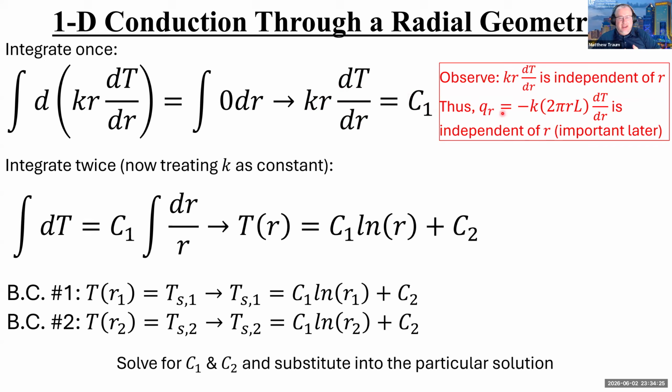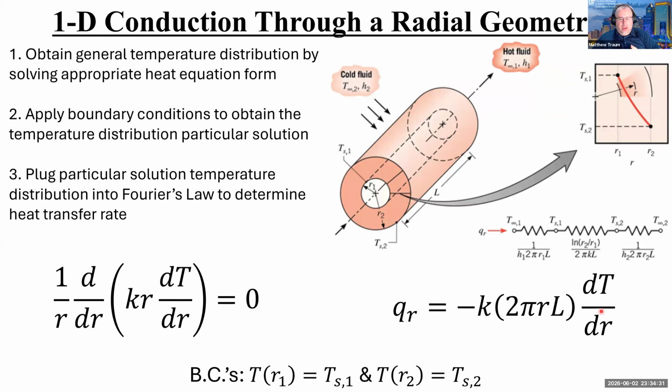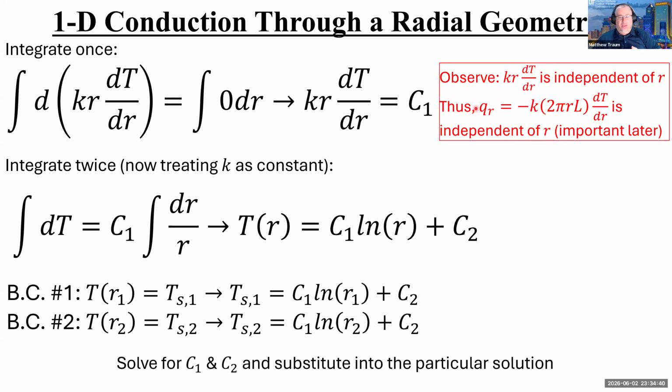And what that means is that this expression for the heat flux, which we saw in the previous slide, k r dT/dr times 2 pi L, is a constant. So thus, Q sub R is independent of R, and that will become important later.